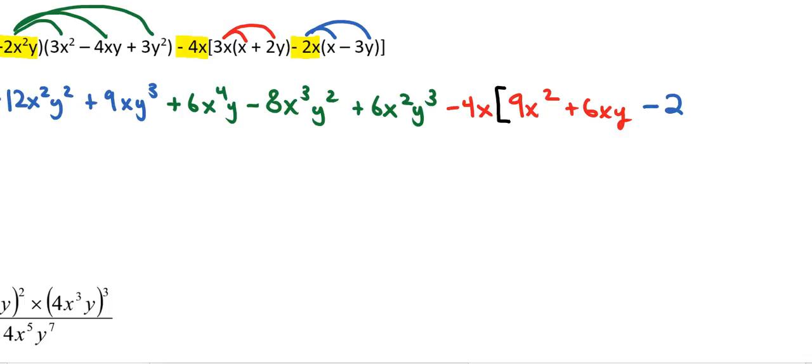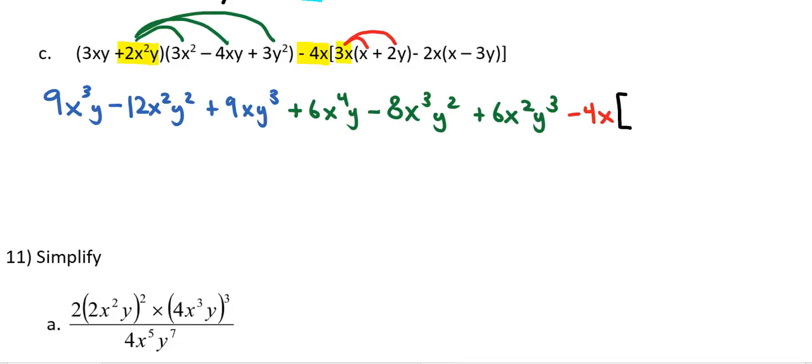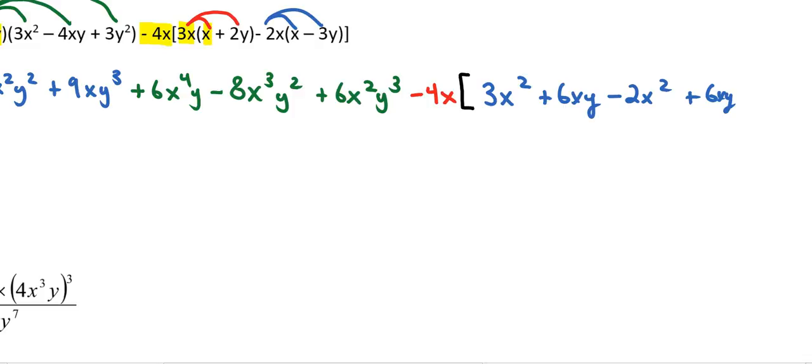Sorry, I made a mistake over here. This should be, let me just delete all of this. Okay, so, sorry, if I go back to this step here, this 3x times that x, that's going to give me a positive 3x squared plus, what is that, 6xy. And then this negative 2x will distribute through, so that will be negative 2x squared. And that'll be positive 6xy. And then I'll have the square brackets there.